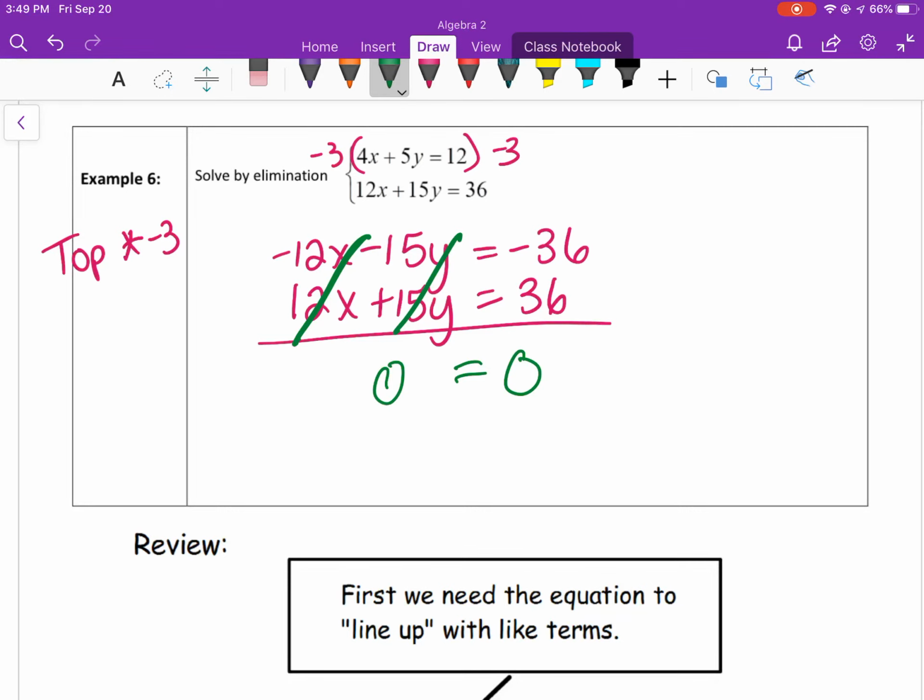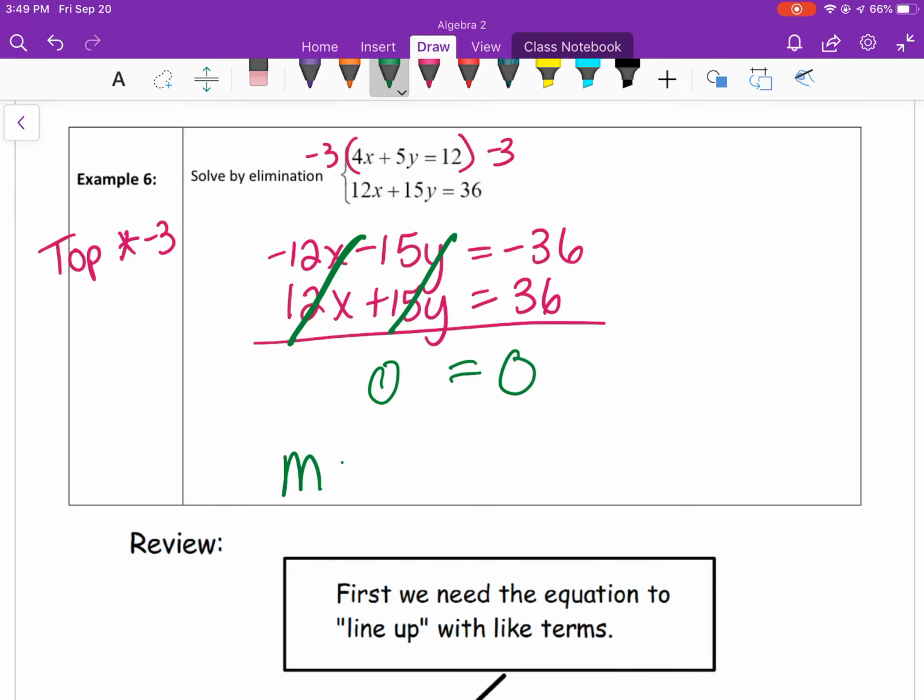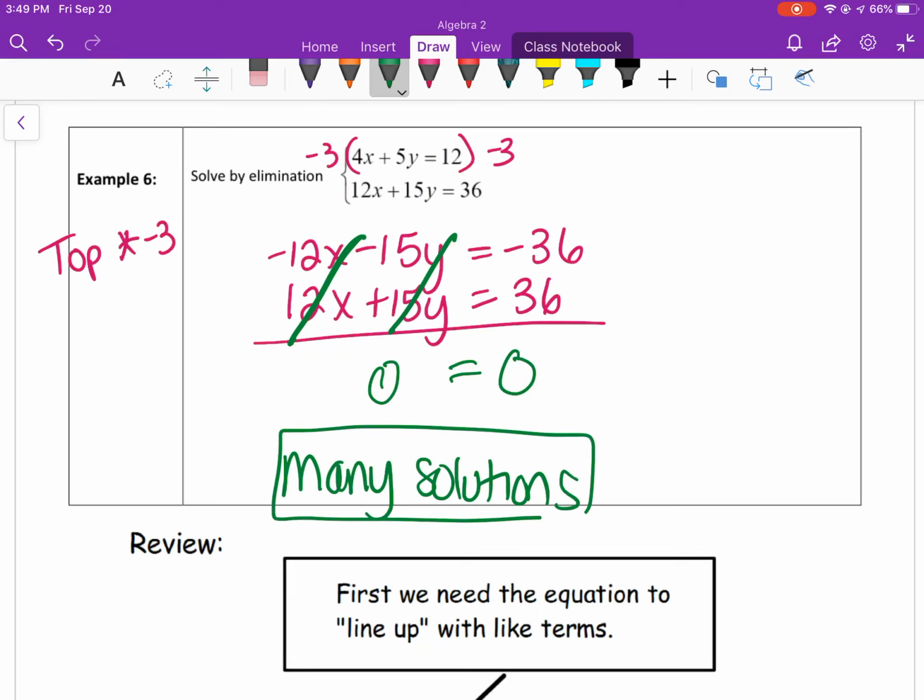And that's a true statement. So that means that this is many solutions. All the points along these two lines are solutions to the equation. These are the same line. They intersect in all points.